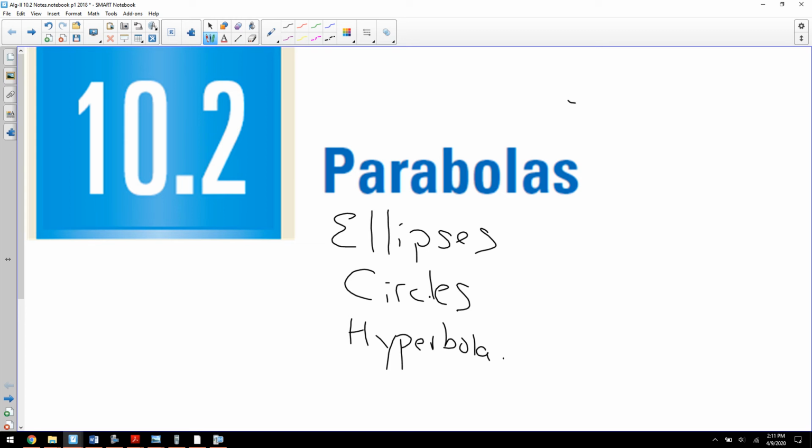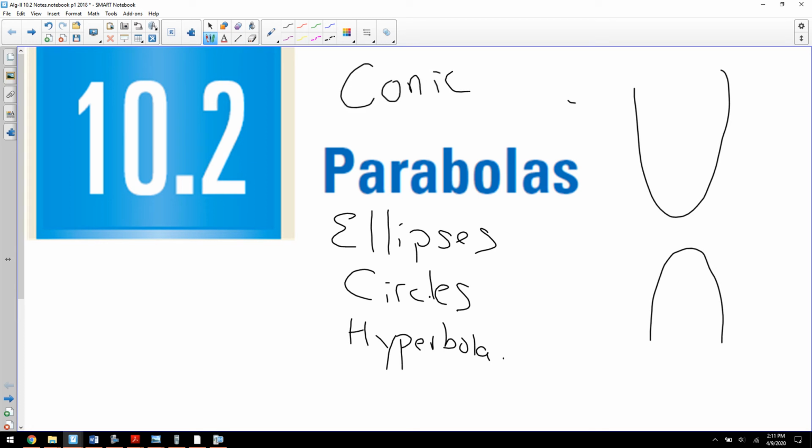As of right now, you guys know that they're up like a cup or they're going to be down like a frown. What we're going to talk about here is we're going to be getting into what are called conic sections. And our conics that we look at are going to be parabolas, ellipses, those are the ones that look like an oval, circles, I think you know what that looks like, and then what's called a hyperbola.